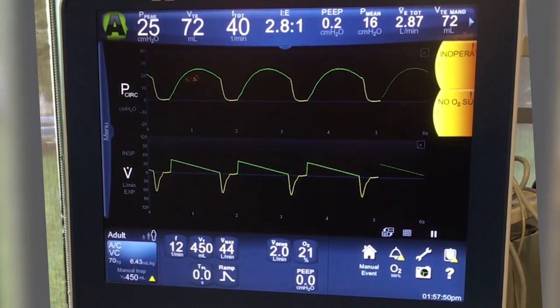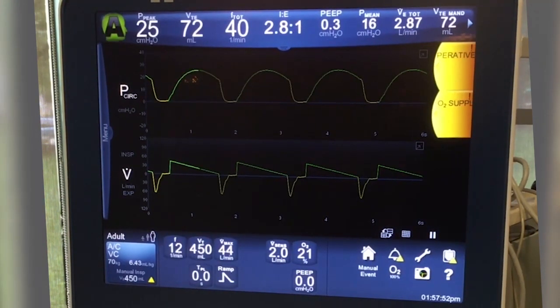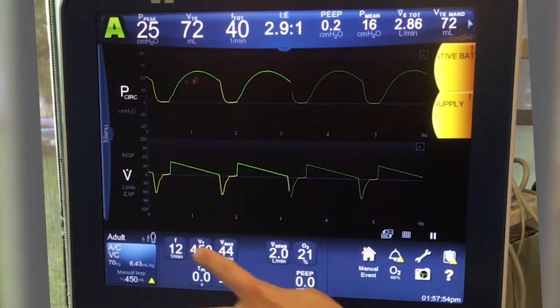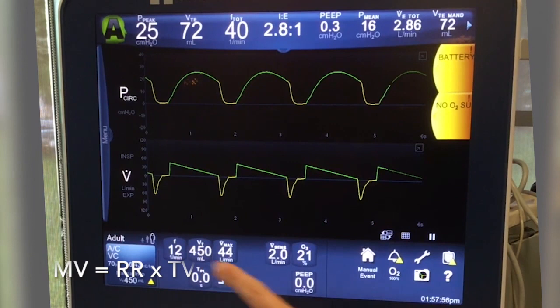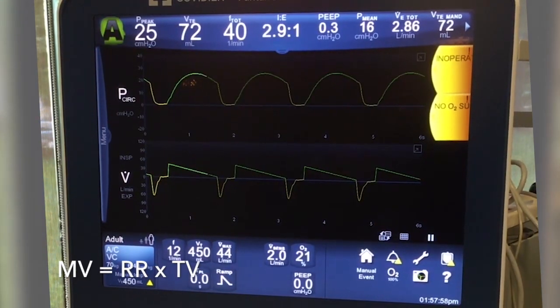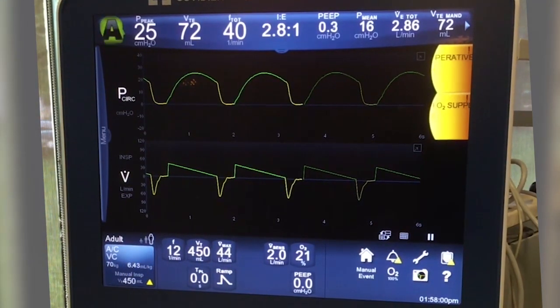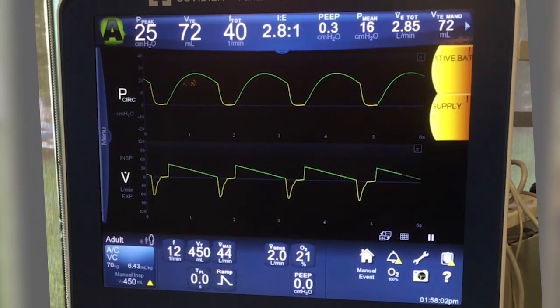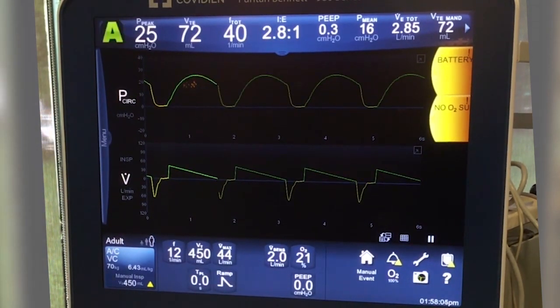Assess the minute ventilation of the patient prior to intubation and set the respiratory rate to match it. Remember that minute ventilation is respiratory rate times tidal volume. For normal adult physiology, the respiratory rate should be between 12 to 14.